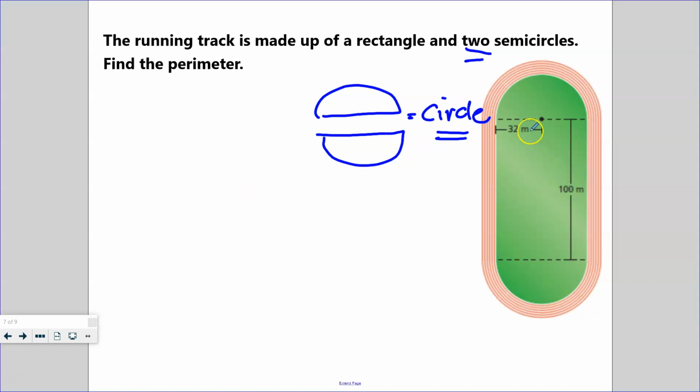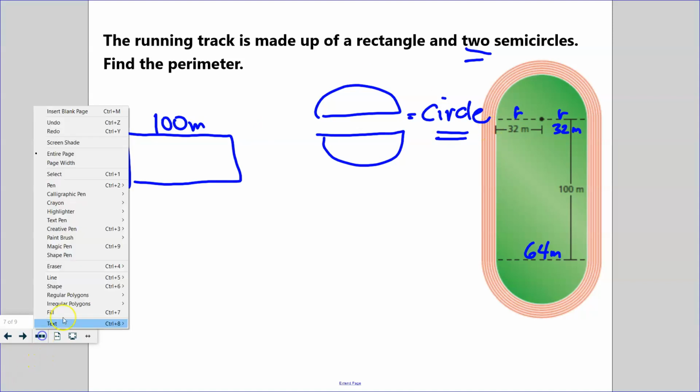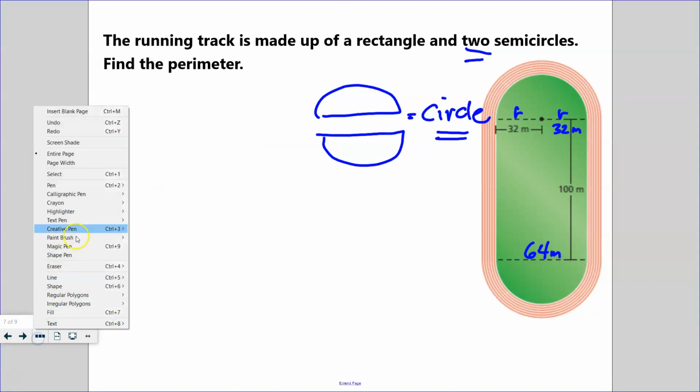It gives us that the radius is 32 meters, but diameter is made up of 2 radii. So this is also 32 meters. So I know that together it's 64 meters, right? So if I have a rectangle, I have 64 meters. I have 100 meters. I just flip that rectangle up on its side. Now that I'm thinking about it, maybe we should just view it as we see it.